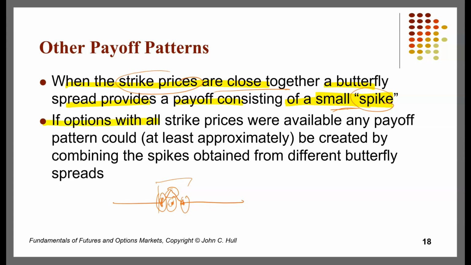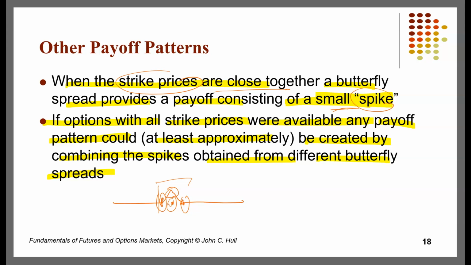If options with all strike prices were available, any payoff pattern could at least approximately be created by a combination of spikes obtained from different butterfly spreads. So you could build several, depending on availability of option strike prices and maturities. You could build a multitude of combinations of calls, or combinations of calls and puts, that would lead to a variety of other payoffs.